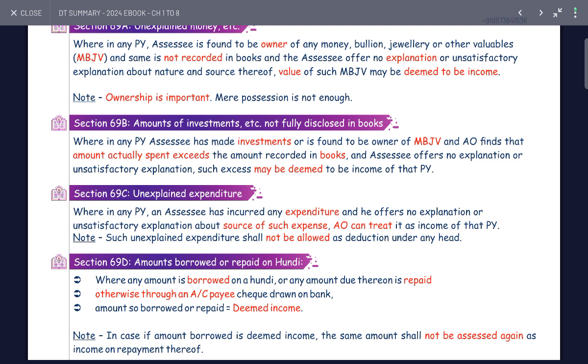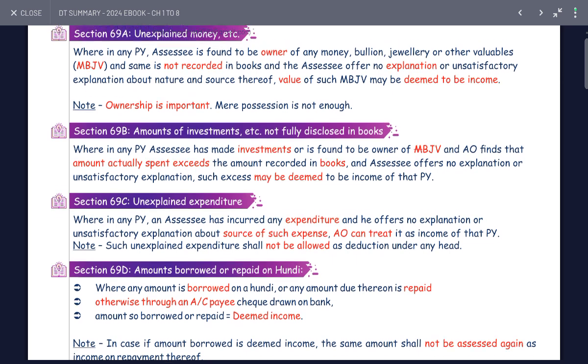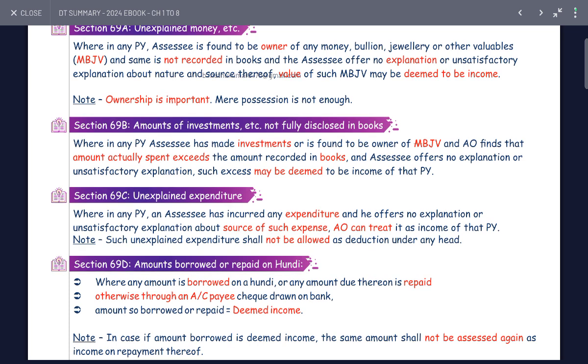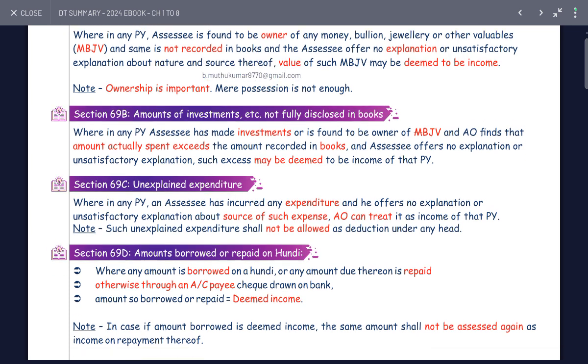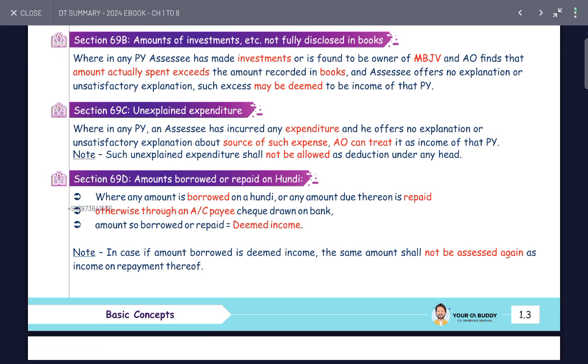Section 69B, amount of investment not fully disclosed in the books. Where in the previous year the assessee has made investments or is found to be the owner of money, bullion, jewellery and other valuables, and the actual amount spent exceeds the amount recorded in the books, and the assessee offers no explanation or an unsatisfactory explanation, such excess may be deemed to be income of the previous year.